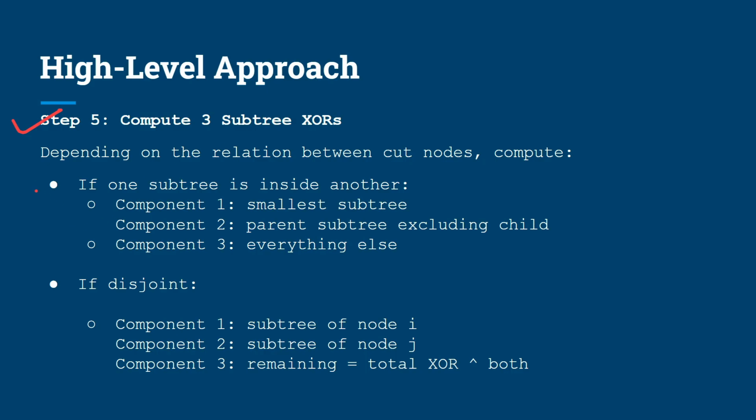So depending on the relation between the cuts, first of all, if our subtree is inside another, we'll compute 1, 2 and 3, meaning the smallest subtree, then the parent subtree, and then the child subtree, right? So we'll keep doing that. When everything is done, we'll have three components. Then we'll compute the disjoint ones with compute 1, 2 and 3, and all the components will be computed like this, meaning the subtree of node j, and the remaining part you will take from here.